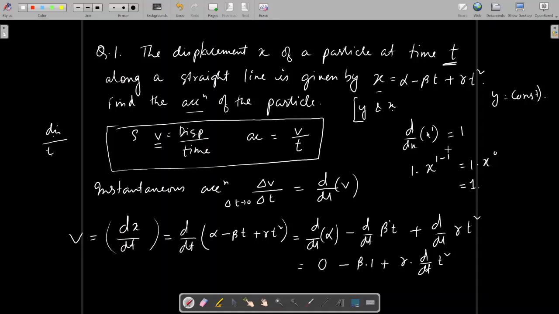You can use the same formula, d/dx of x to the power n. So guys, this first formula is very useful in your motion in a straight line almost. This formula will come very handy: d/dx of x to the power n equals n into x to the power n minus 1.